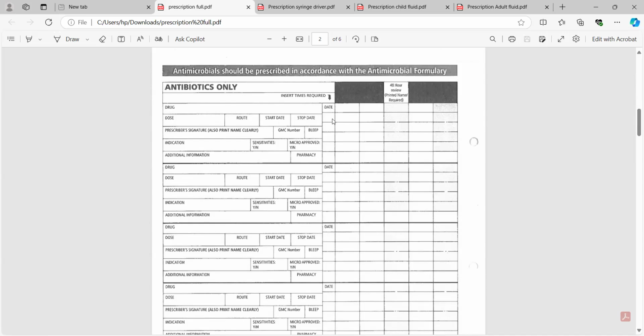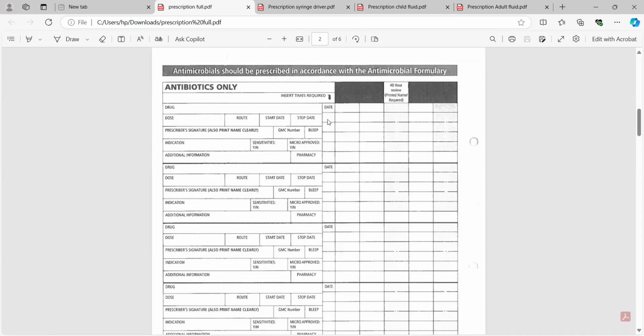Okay. What you have to do is write the dates over here. For example, it's 5th of June, 6th of June, 7th of June, 8th of June, and so on. And you have to write the time here. If it is OD, you have to just write 8:00 a.m., or just 8:00.